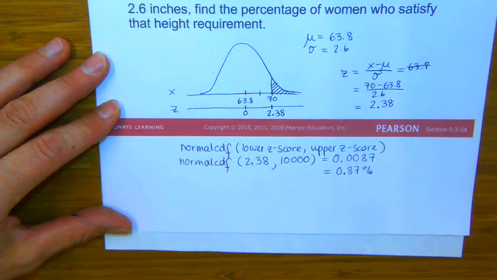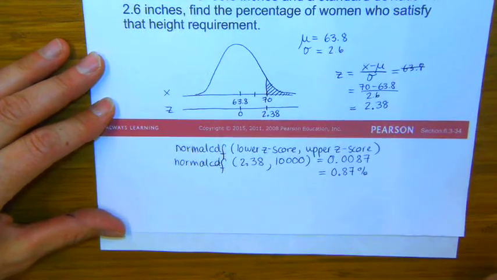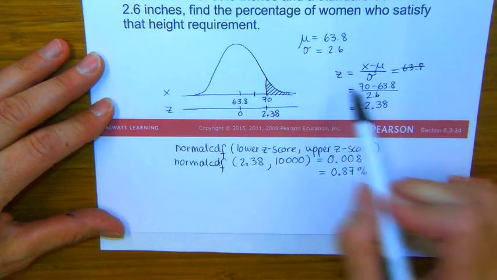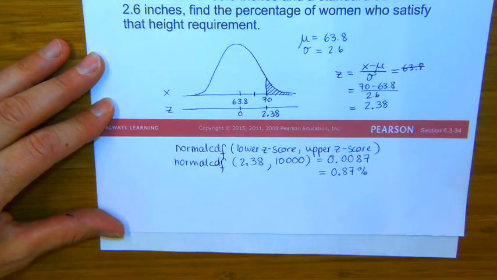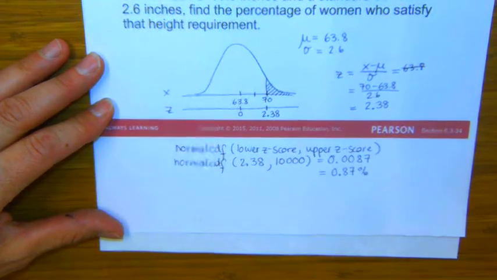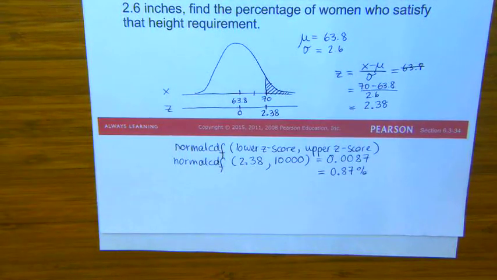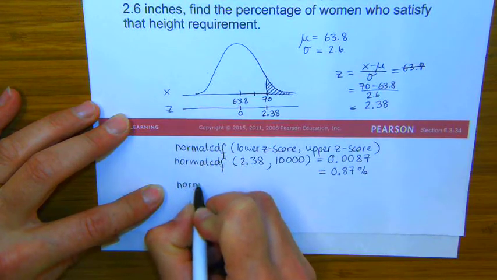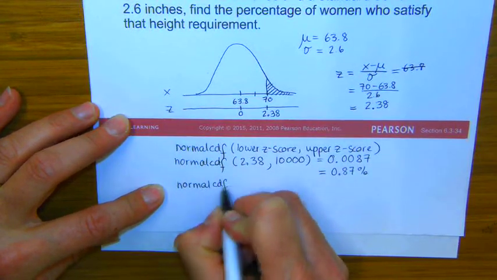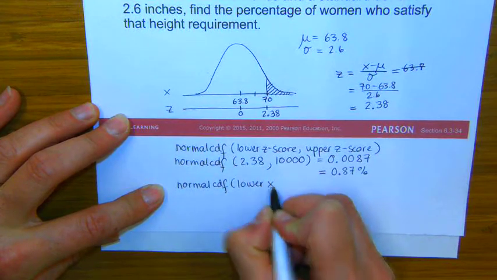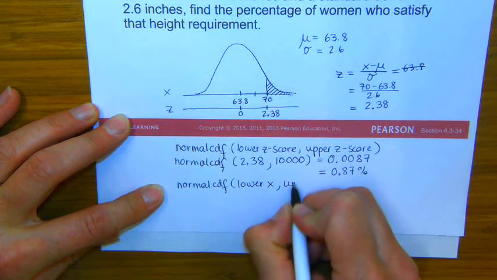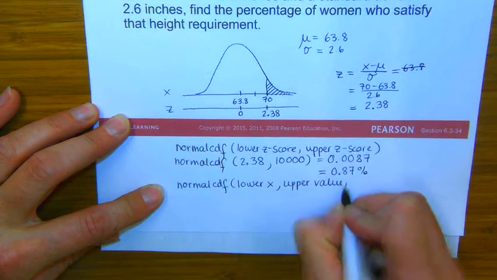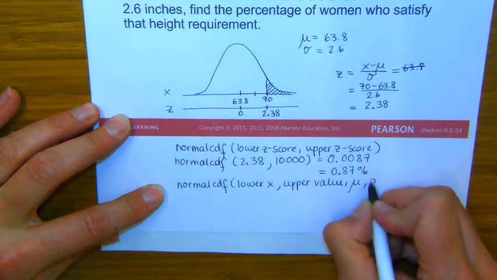Now here's one more way to solve this kind of problem. And the nice thing is, if we do it this way, we don't even have to use this conversion factor, because our calculator actually has an option where we put in our lower x value, our upper x value, and then put in what our mean and what our standard deviation is. So this really simplifies the process. So instead of having the normal CDF with the 2 z-scores, I'm going to put in my lower x value, then my upper x value, and then afterwards I'm going to include my mu and my sigma.